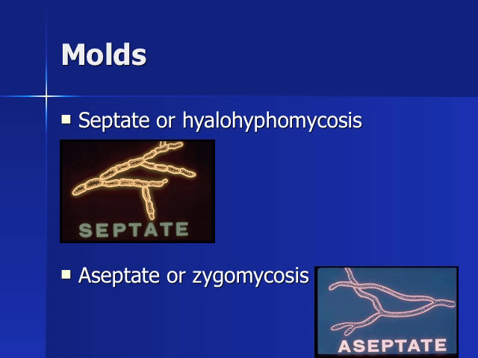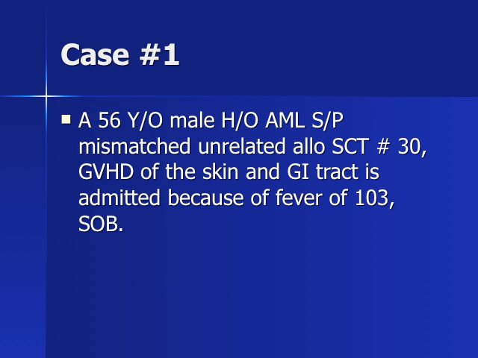This is another slide that tells you how they could be aseptated or septated, depending on the species that they belong to. So let's go with a case. 56-year-old male with history of AML who had a mismatched unrelated allo stem cell transplant. Today is day number 30 after the transplant. He had GVHD of the skin and the GI tract, and he's admitted because of shortness of breath and fever.